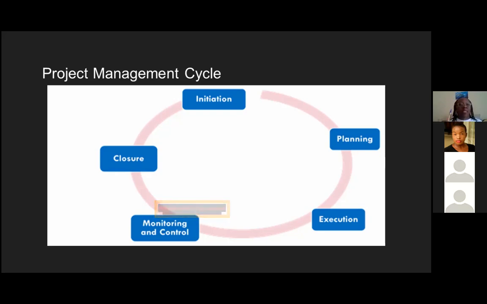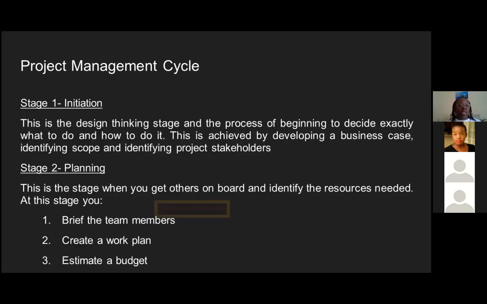But typically, there's always the initiation phase. There's the planning phase. So the initiation stage is where design thinking comes in. This is the design thinking stage, the process of beginning to decide exactly what you want to do and how you want to do it. This is achieved by developing a business case, or in this case, if you have an NGO or a CBO, by identifying and scoping, and then identifying the key stakeholders.